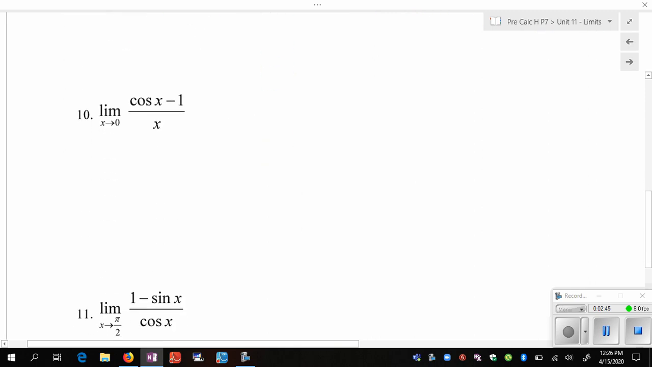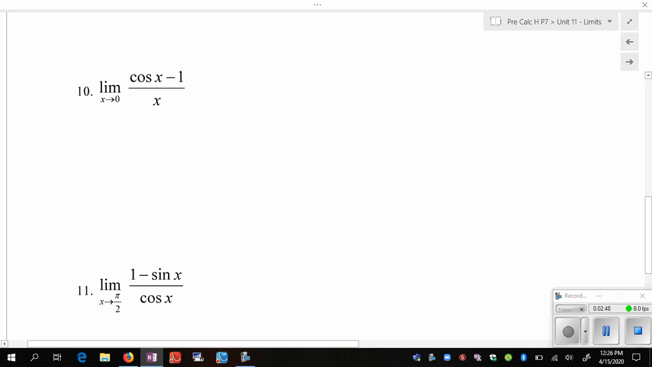Similar thing here. We could probably do these using L'Hopital's rule. Actually, you know what? The first one, 10 and 11, actually could be done in similar formats. I'm going to get 0 over 0. So I'm going to try something different here. I'm going to multiply through for number 10 here. I'm going to multiply by the conjugate of the top and multiply the bottom by that as well.